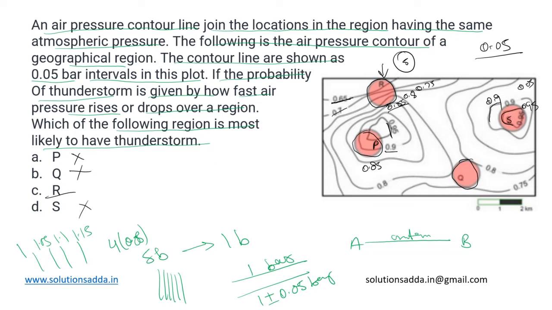So we would go with option C, which is the region R being most likely to get a thunderstorm, as there is a huge difference between the pressures at two different points in the same region. So the answer would be R.